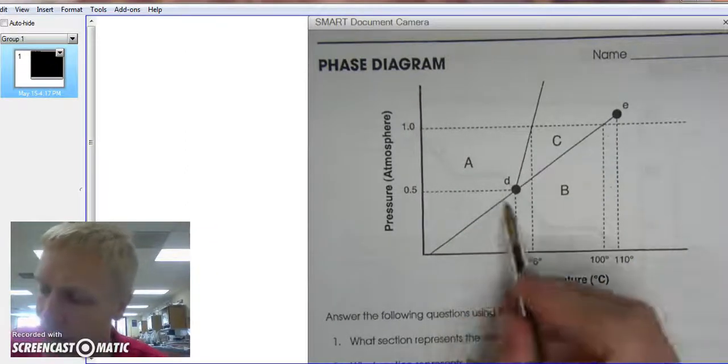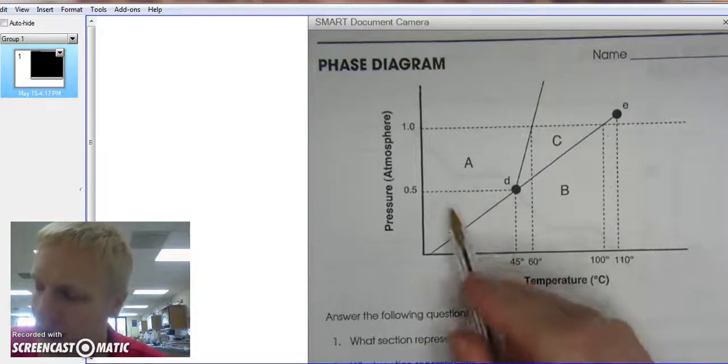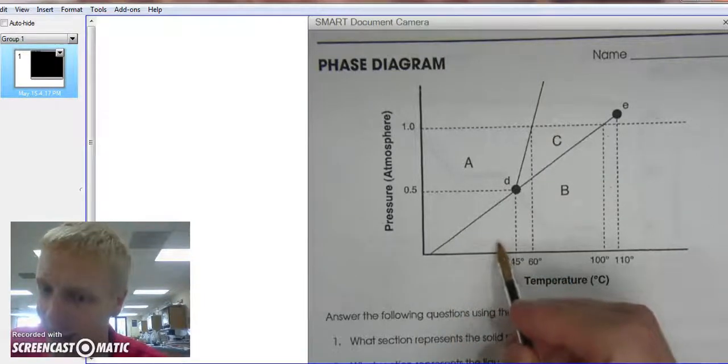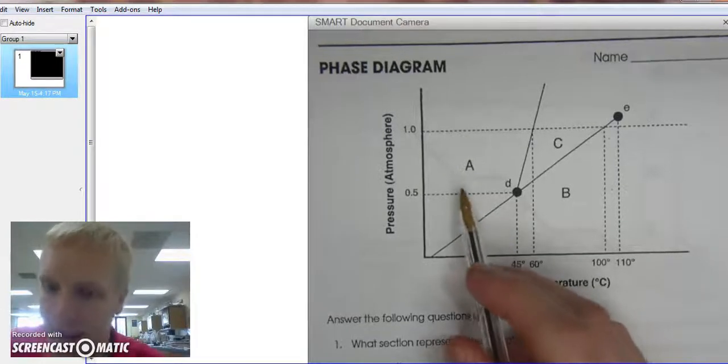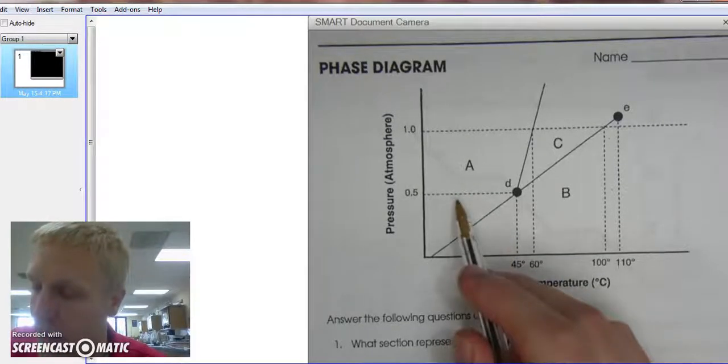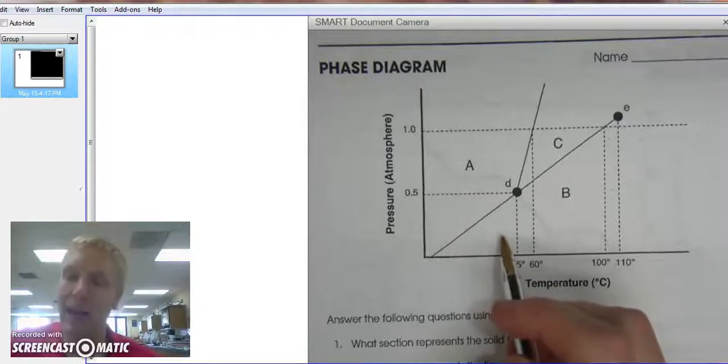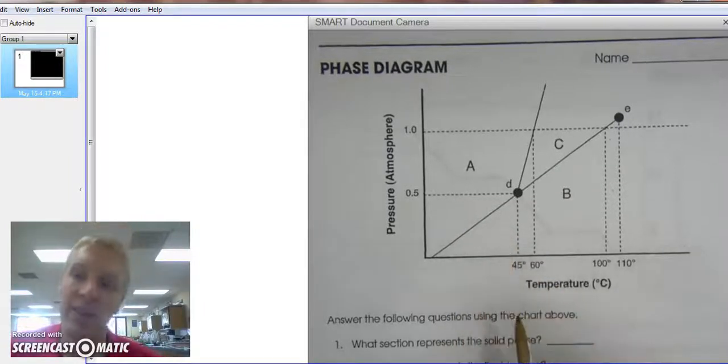And then this stranger one, A to B, this is going from solid to gas. It's skipping that liquid stage. And we call that sublimation, when you go right from a solid to a gas. And sublimation occurs all the time, especially in Wisconsin in the winter when it snows.